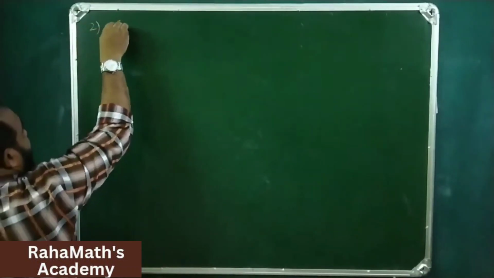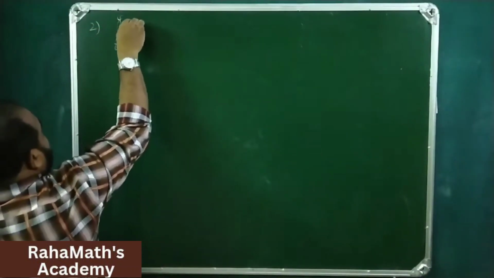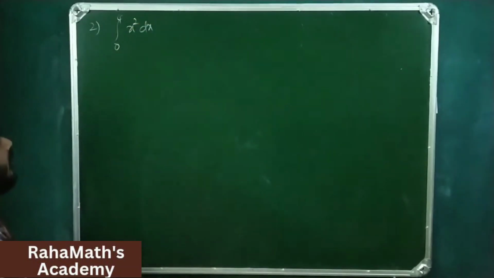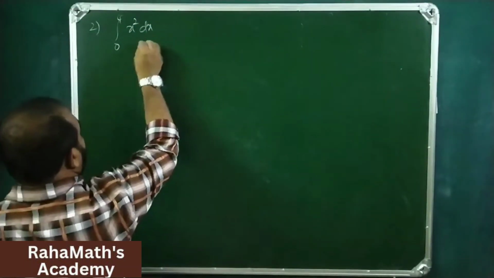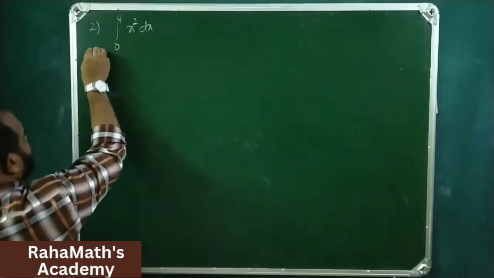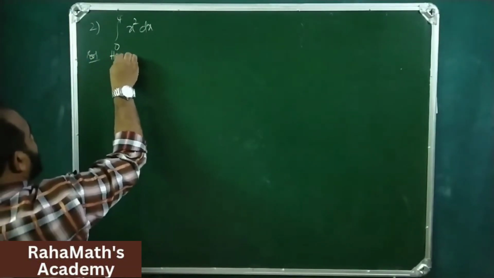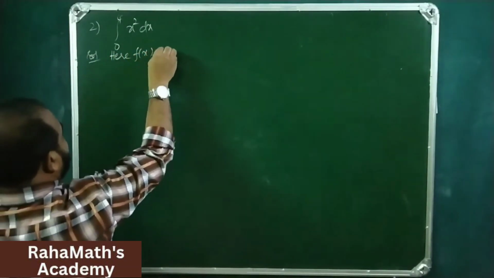Through the next question, integral 0 to 4 of x square dx. Here, solution: f of x is equal to x square.